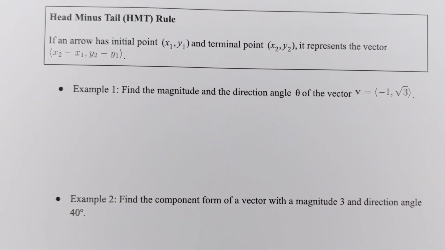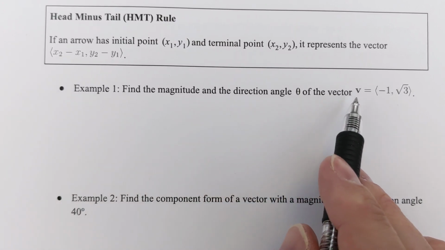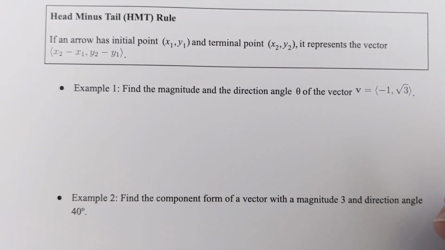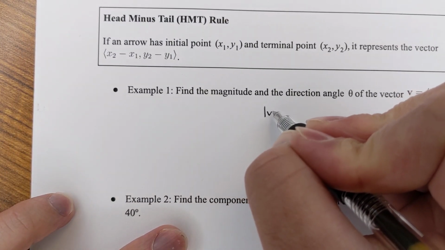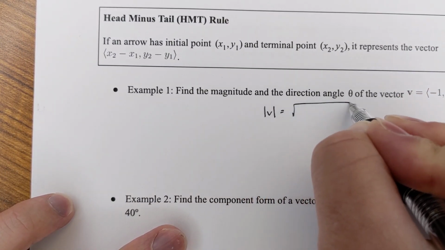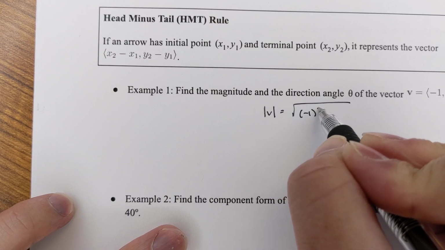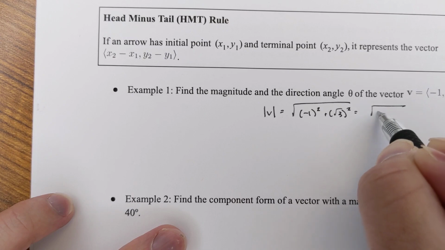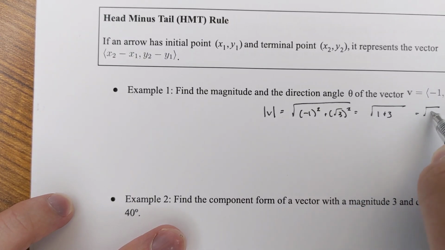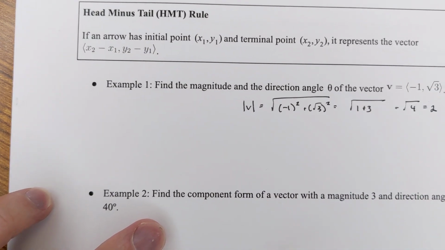Okay, example 1. Find the magnitude and the direction angle of the vector V = <-1, root 3>. So let's find the magnitude of V. The magnitude of V is equal to the square root of the sum of the components squared. So that's the square root of 1 plus 3, which is the square root of 4. So the magnitude of this vector is 2.